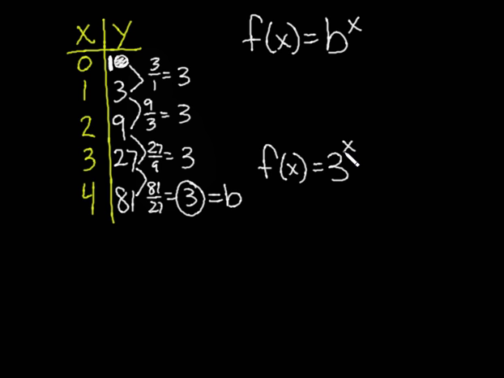It's not going up by the same amount, but the ratio is the same, how much it changes from one to the other. Or you can think of it as, if you take this one times 3, you get the next one, times 3, you get this one. That constant multiplying tells you what that b is. So it's 3 to the power of x. That's it.